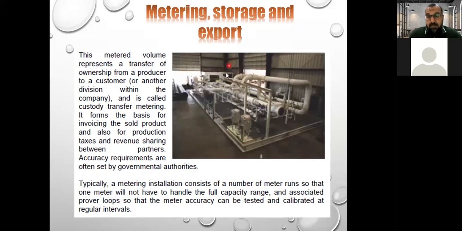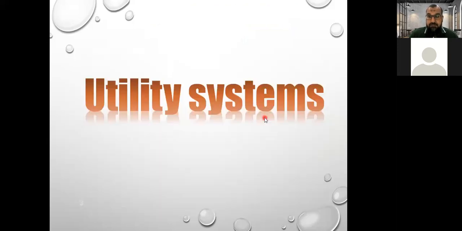Typically, as you can see, the metering installation consists of a number of meter runs so that one meter will not have to handle the full capacity range. It is associated with prover loops so that the meter accuracy can be tested and calibrated at regular intervals.